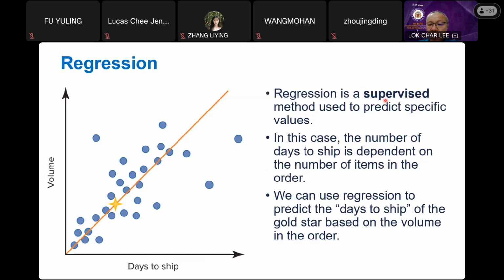So regression is a supervised method used to predict a specific value, in this case the number of days to ship. Okay, I just found something. If you say it like this, the number of days to ship is dependent on the number of items in the order. Who is dependent? The number of days to ship is dependent on the number of items in the order. Who is the dependent variable?